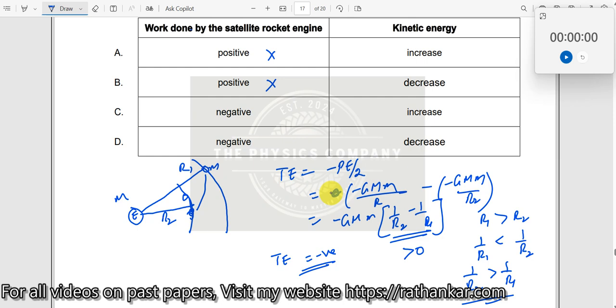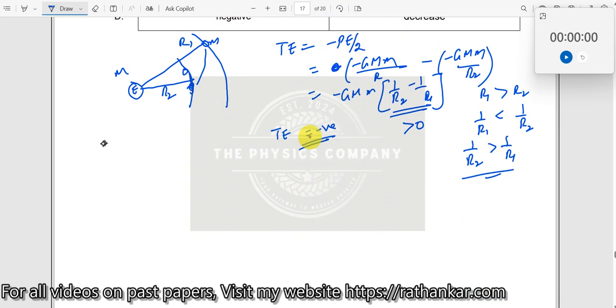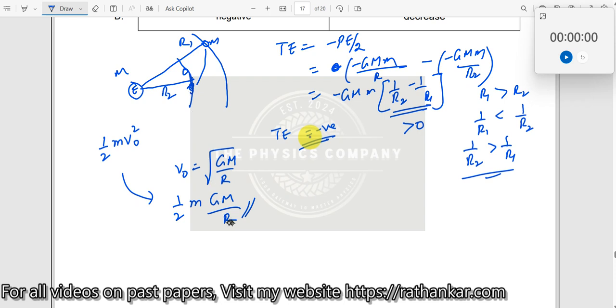Then kinetic energy. Now what is kinetic energy? Kinetic energy is nothing but half mv squared, where m is the mass of the satellite and v is the orbital speed, v0, and we know v0 is given by the formula root of GM divided by r, where r is the radius. So when it is at this point, what will happen here? Kinetic energy will become half m into GM divided by r. Which r is this? This is r2.